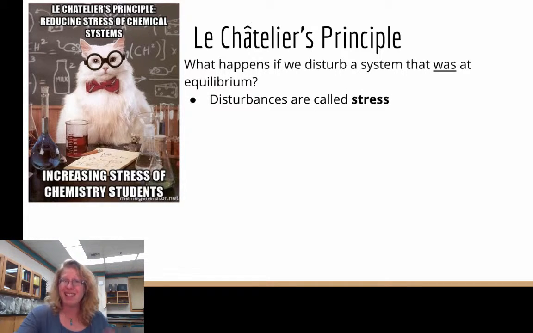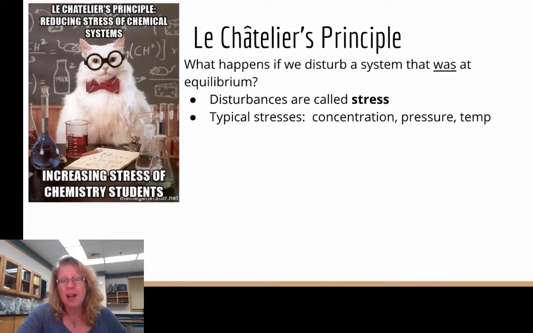Disturbances that we apply, the technical name for those, are called stresses. So you apply stress to a system. That's what we're going to call these disturbances. The typical stresses that we're going to talk about today are the effects of changing concentration, changing pressure, or changing temperature. Those are the three stresses that you're going to need to know how to deal with by the end of this lesson.